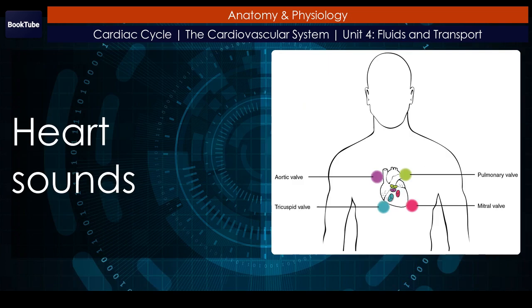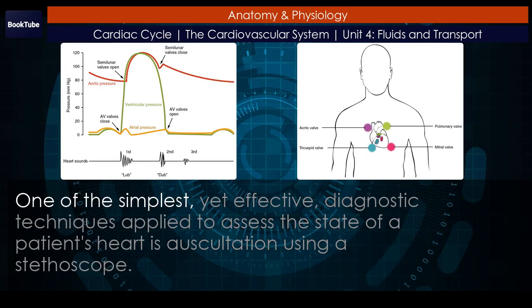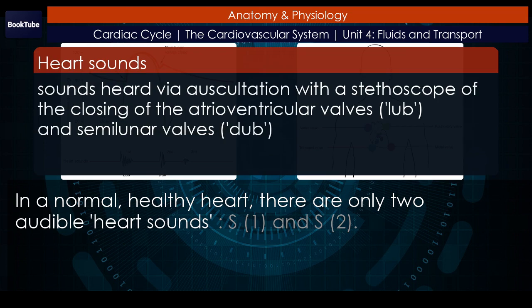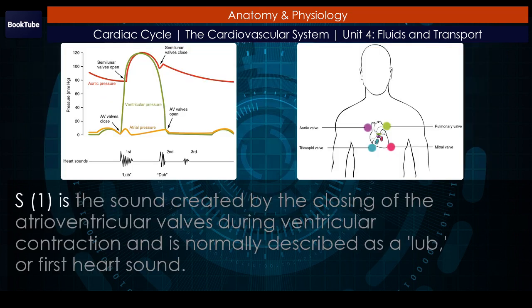Heart sounds. One of the simplest, yet effective, diagnostic techniques applied to assess the state of a patient's heart is auscultation using a stethoscope. In a normal, healthy heart, there are only two audible heart sounds, S1 and S2. S1 is the sound created by the closing of the atrioventricular valves during ventricular contraction, and is normally described as a lub, or first heart sound.